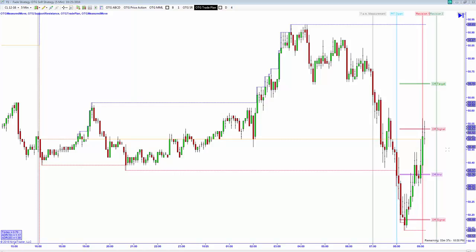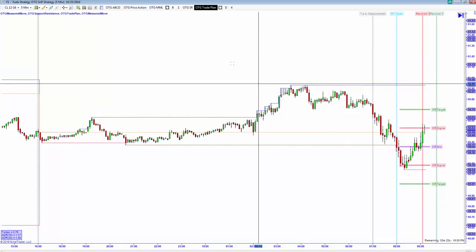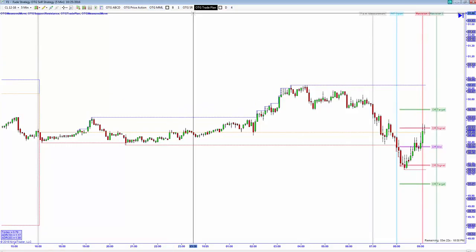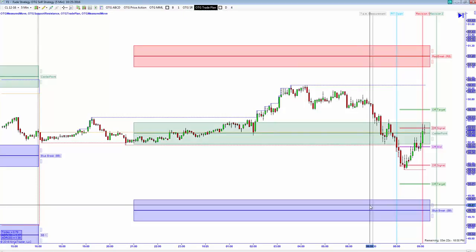And this area was right here at 53. So what we were looking for here today, we actually got into this trade. What we were looking for here from 53 was a move down into your primary support and resistance levels. So I'm going to turn those on. So here are your primary support and resistance levels.